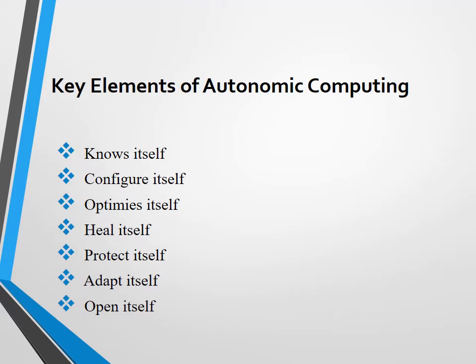In this slide, we will get to know about the key elements of autonomic computing. Let's have a look at these key elements one by one. First comes knows itself. What does it mean? It means that the system must have knowledge of its components, current status, ultimate capacity, and all connections to other systems in order to govern itself. It will need to know the extent of its own resources, those it can borrow or lend, and those that can be shared or should be isolated.